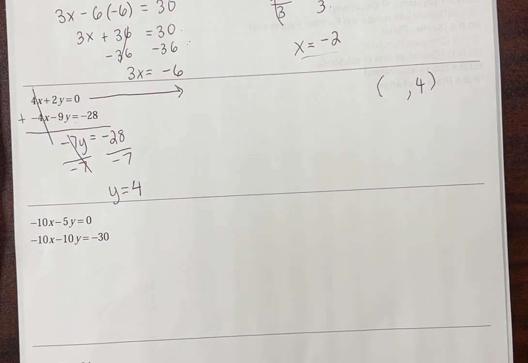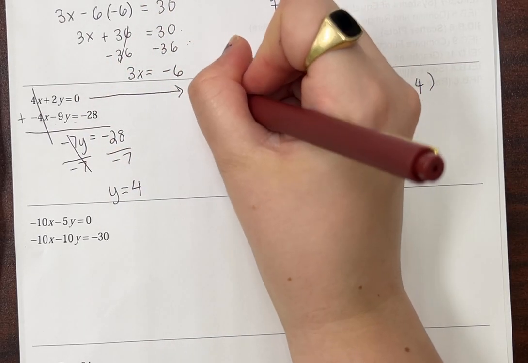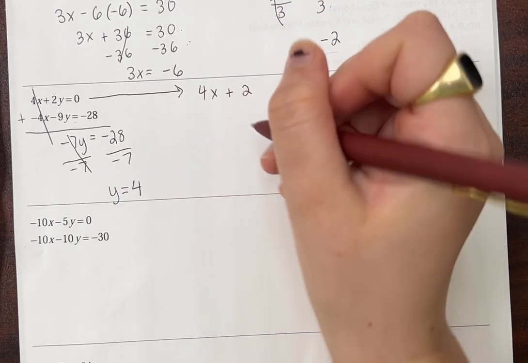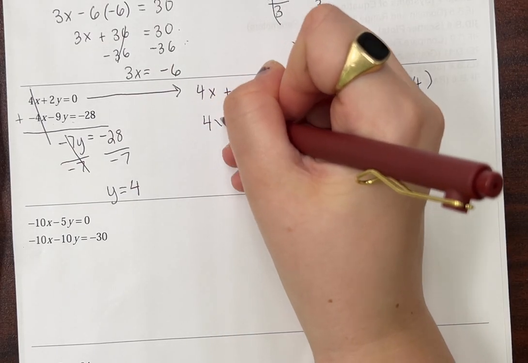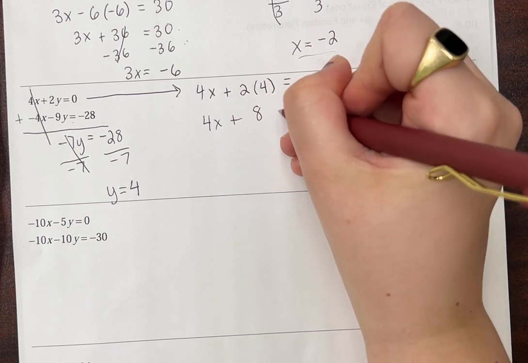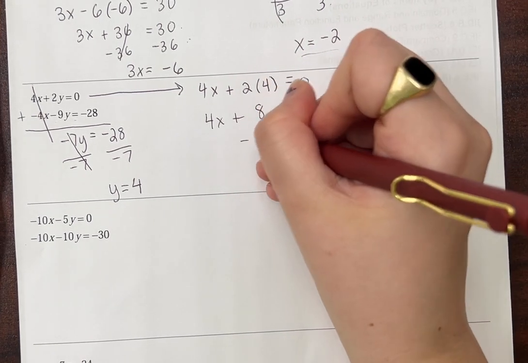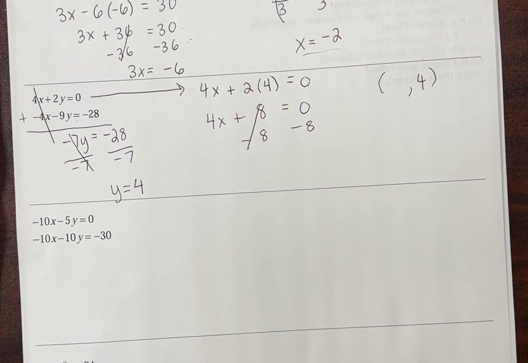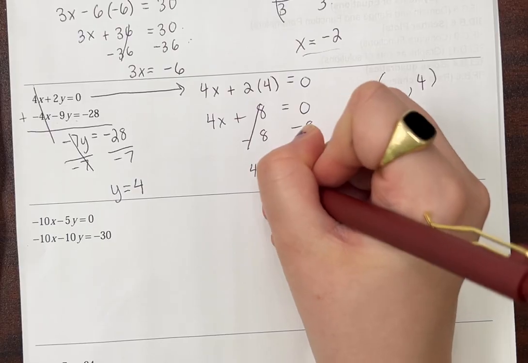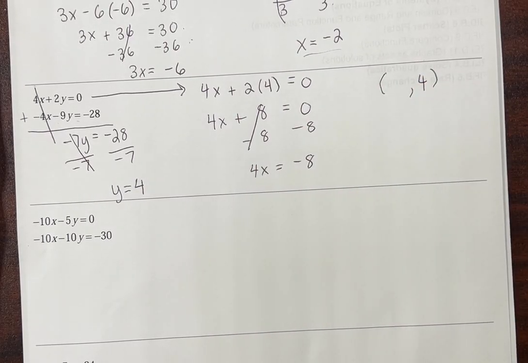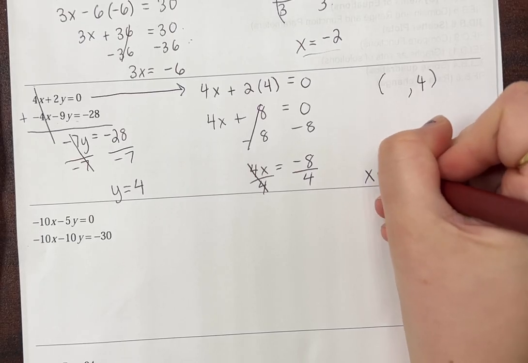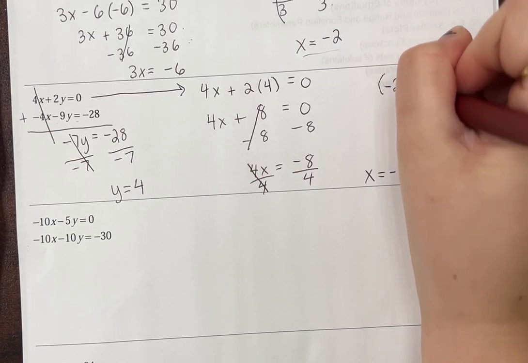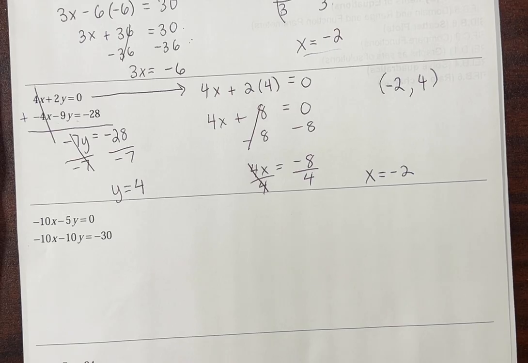You can use either one. That's kind of the point because they would be equal to the same thing. I'm gonna go 4x plus 2, and now our y is 4, so I'm plugging that in, equals 0. 4x plus 2 times 4 is 8, equals 0. Minus 8 on both sides, because we're canceling it out. We're trying to get that x by itself. At this point, we just divide by 4. We should be left with x equals negative 2, which will be our x in our final answer. And that is where they intersect.